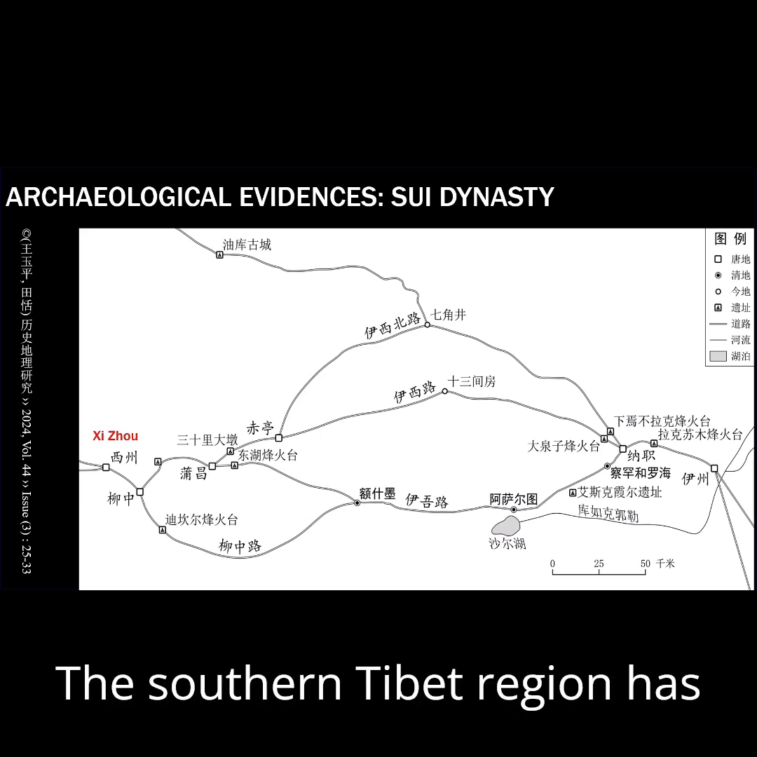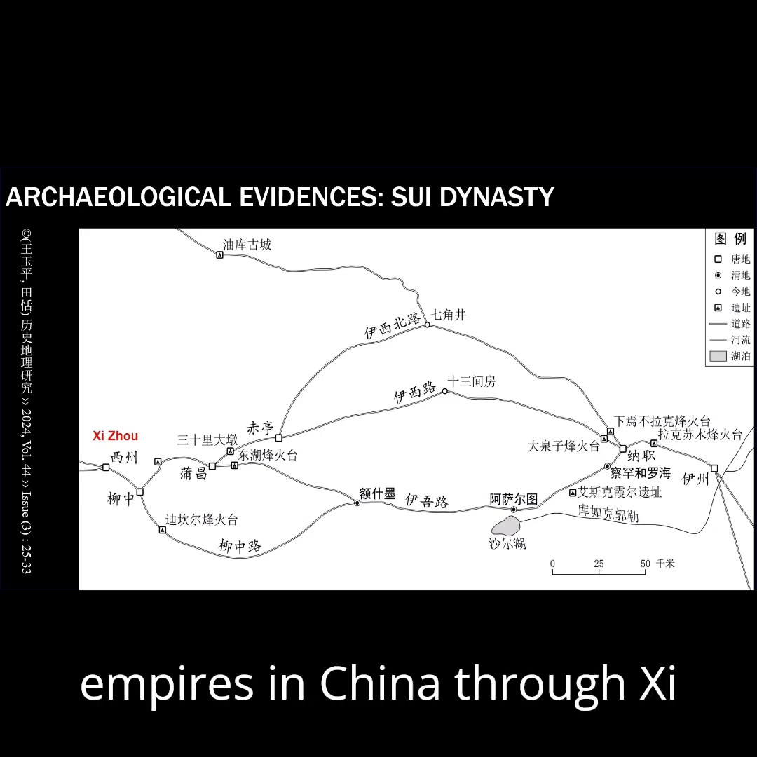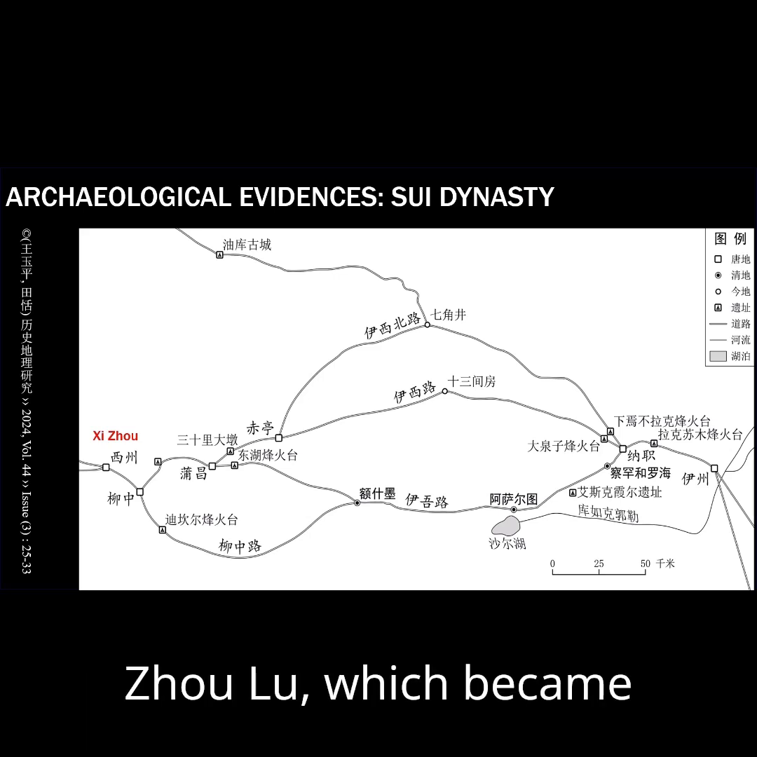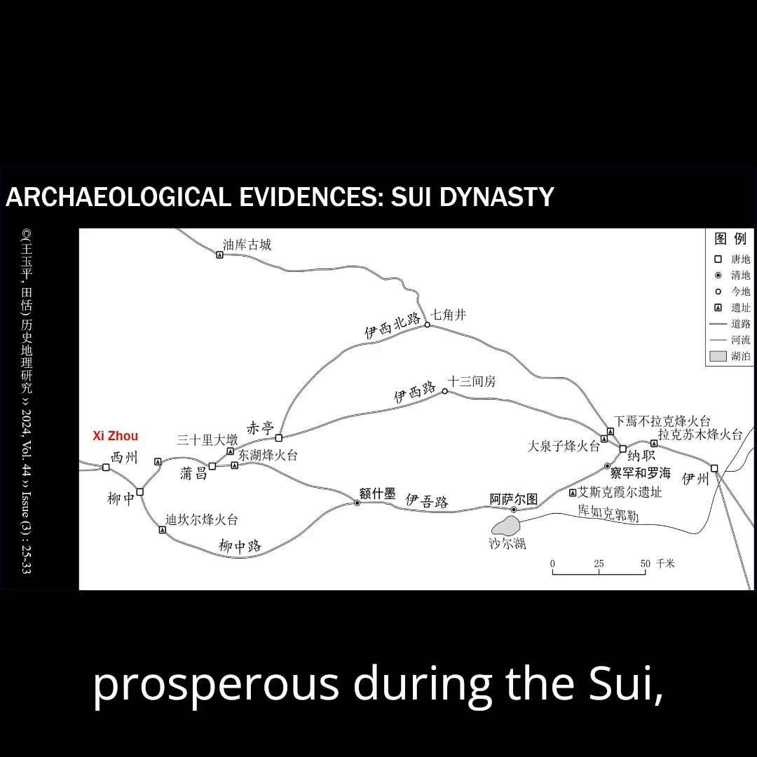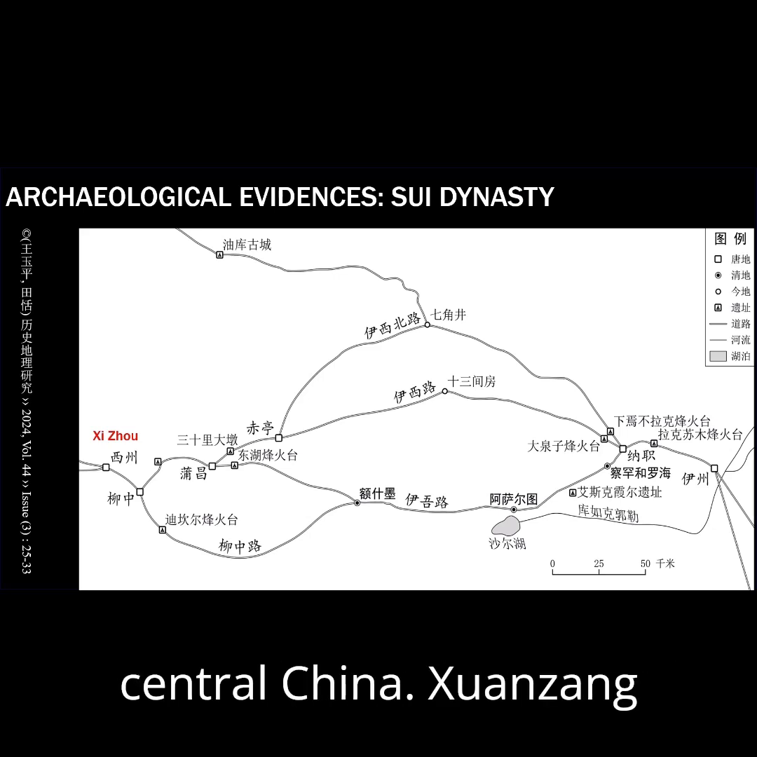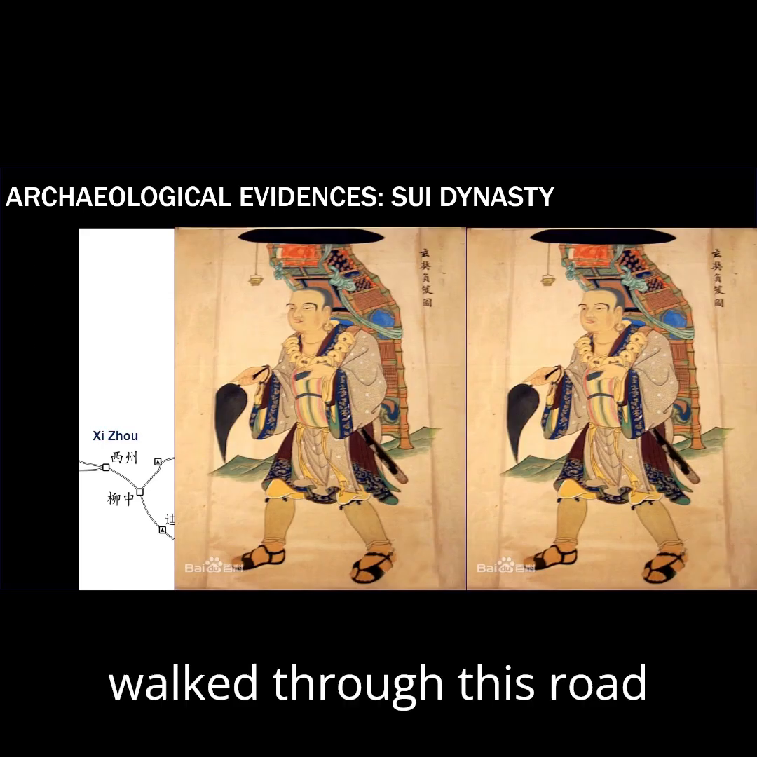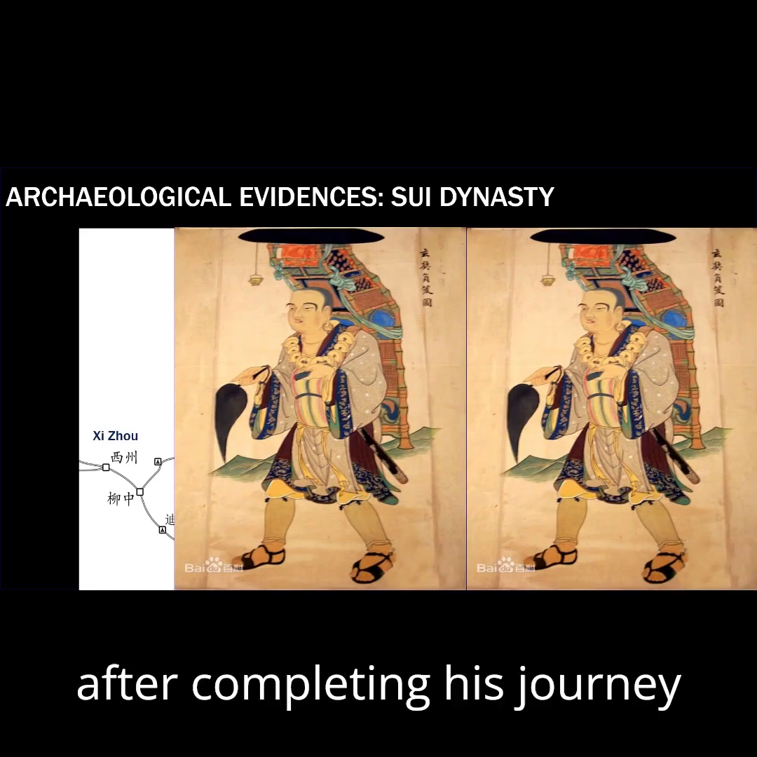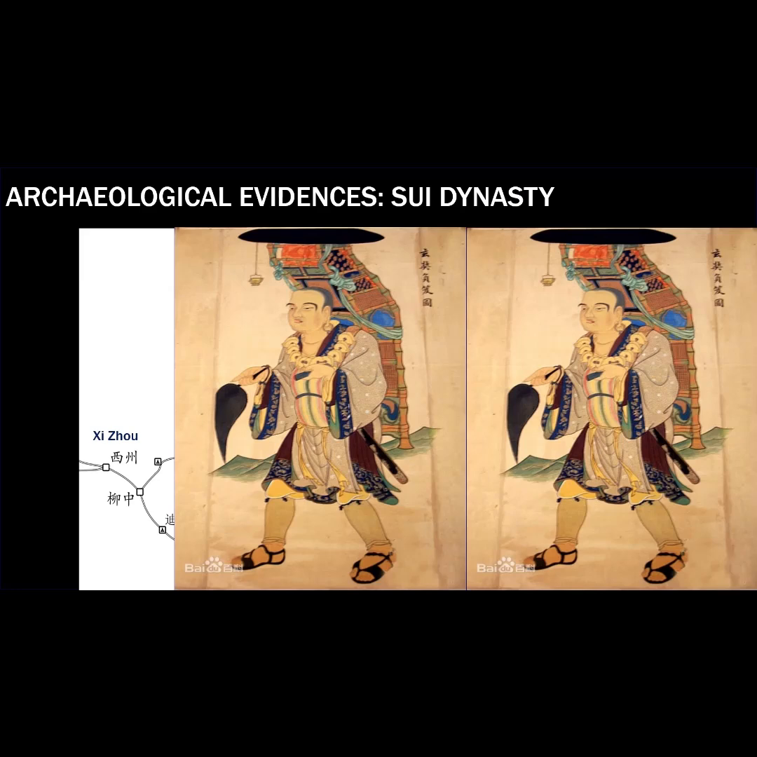The southern Tibet region has been connected with various empires in China through Sichuan Lu, which became prosperous during the Sui, Tang, and Sung dynasties of central China. Xuanzang walked through this road after completing his journey from India.